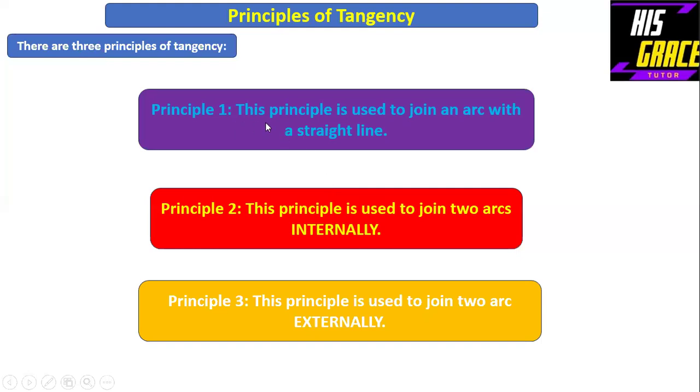Let's start with principle 1. We use this principle to join an arc with a straight line. Principle 2 is used to join two arcs internally, while principle 3 is used to join two arcs externally. So these are the three principles, and we are going to take them one by one.